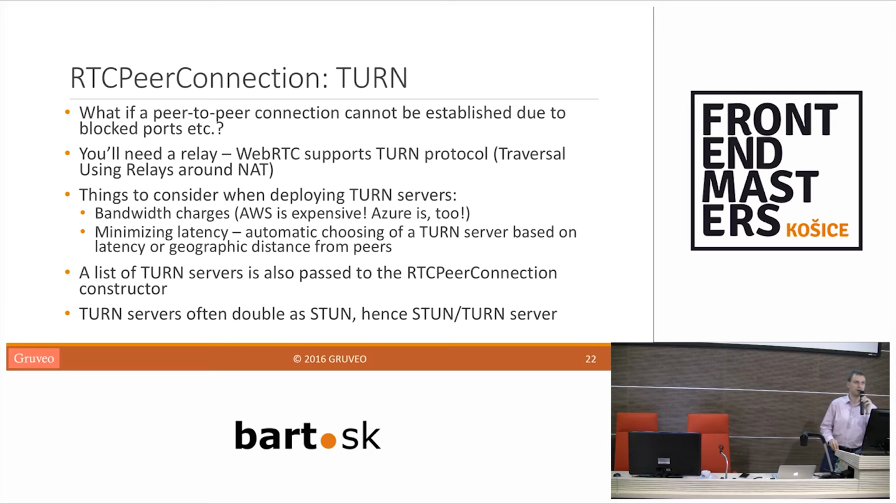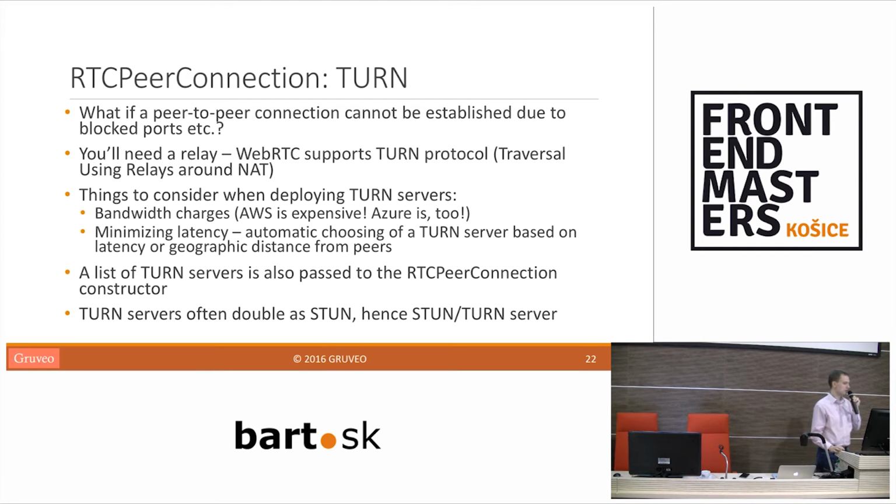It's called TURN, and its job is specifically to enable relaying of the media if the peer-to-peer connection cannot be established. And there are a few key considerations to deploying TURN servers. One is the bandwidth cost, because you will be paying for all the bandwidth that travels through your servers. And the other one is strategic geographic location of the TURN servers and the selection of an appropriate TURN server for a given pair of users, because you don't want two users in America having their media relayed through Australia, for example, because the latency will kill you.